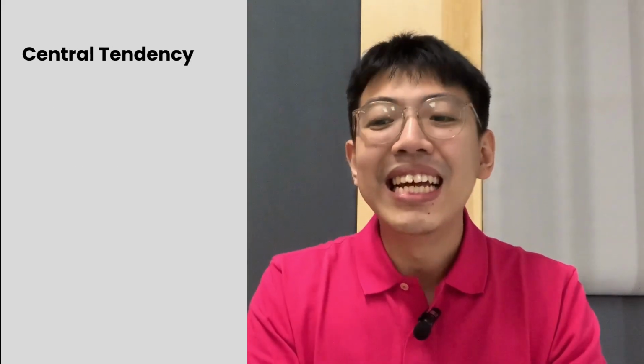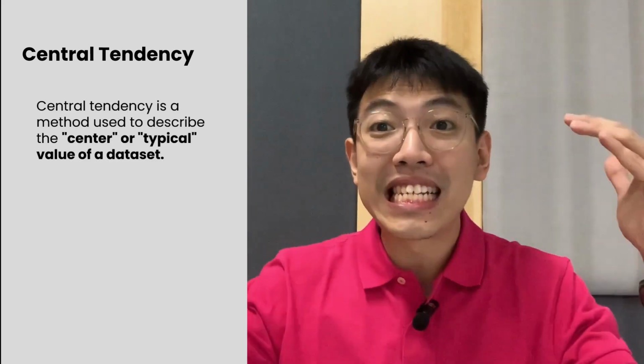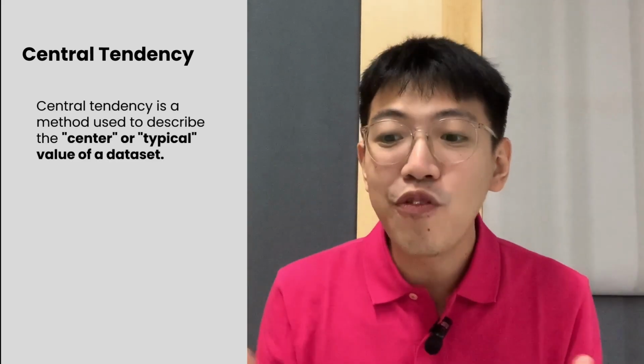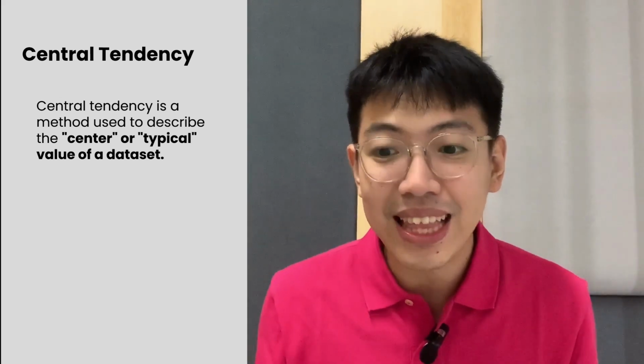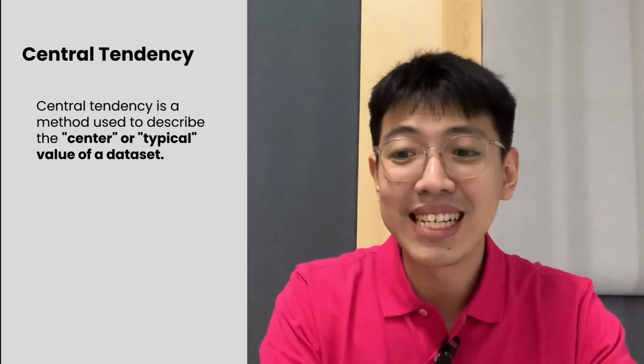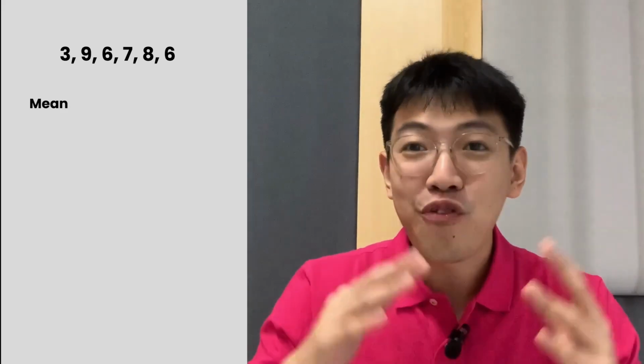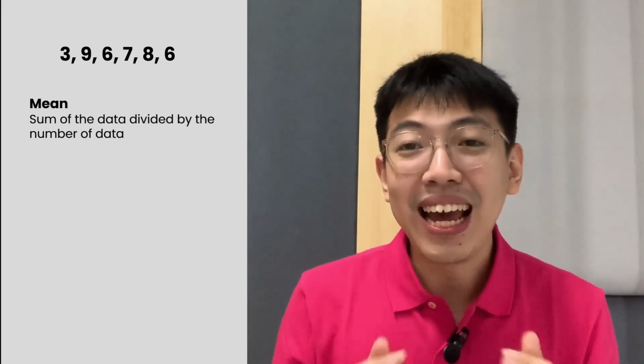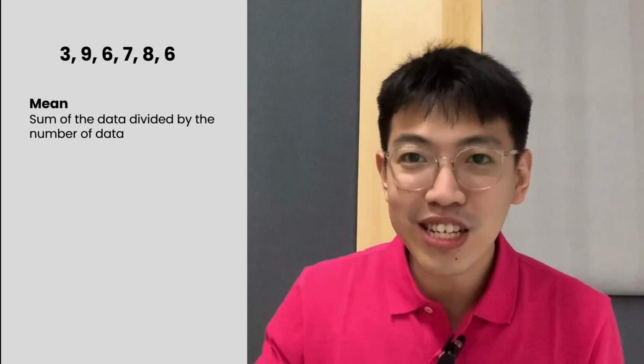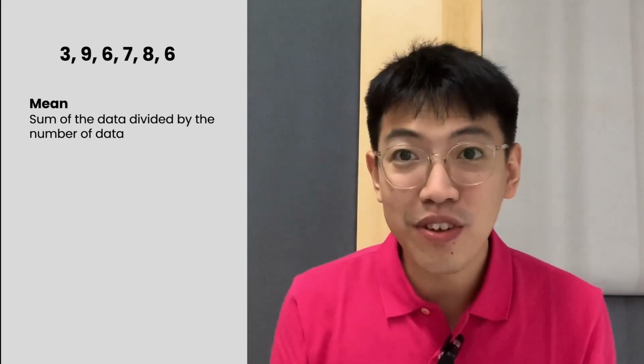Central tendency. Central tendency is a method used to describe the center or typical value of a dataset. For example, I have this dataset: 3, 9, 6, 7, 8, 6. Now we want to measure the central tendency. The first one is mean. Mean is the average value of the dataset. It is easy, just sum all the data divided by the number of the data.